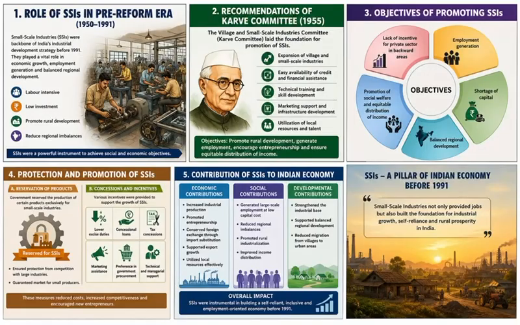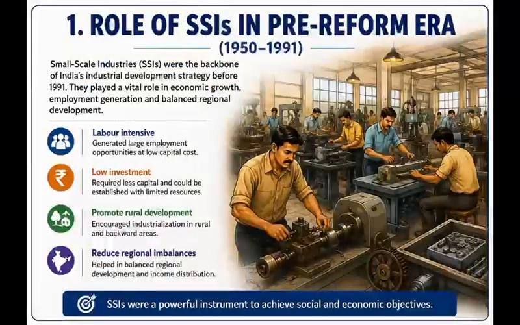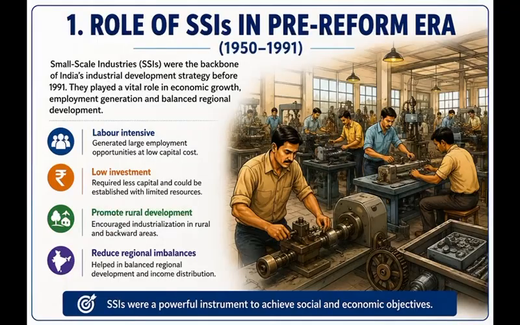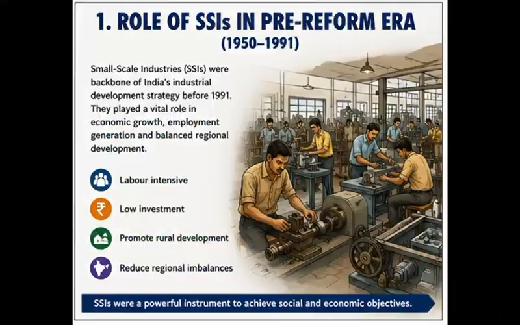The government aimed to reduce regional disparities and ensure balanced economic development. Small scale industries helped spread industrial activities to backward regions and improved economic distribution among the population.